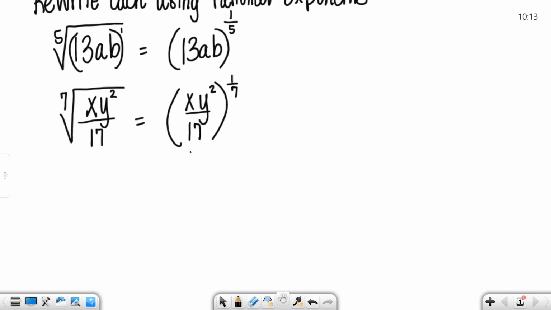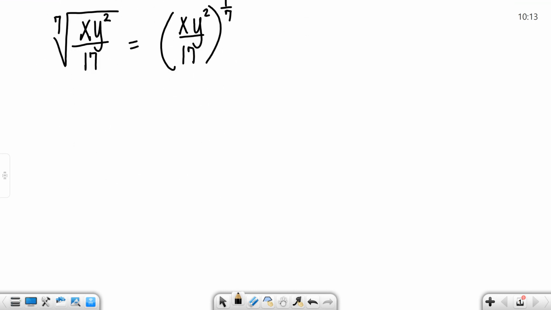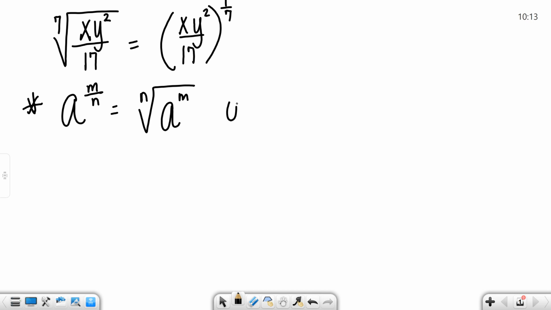Let me give you another little rule for when that little top number is not a 1. n is still going to be our root, and m is still going to be our exponent. It's just not always going to be 1. But another way to write that, which is sometimes super helpful, is to say the nth root of a and raise the whole thing to the m. Either of those is correct, but sometimes it's easier to simplify the second one.